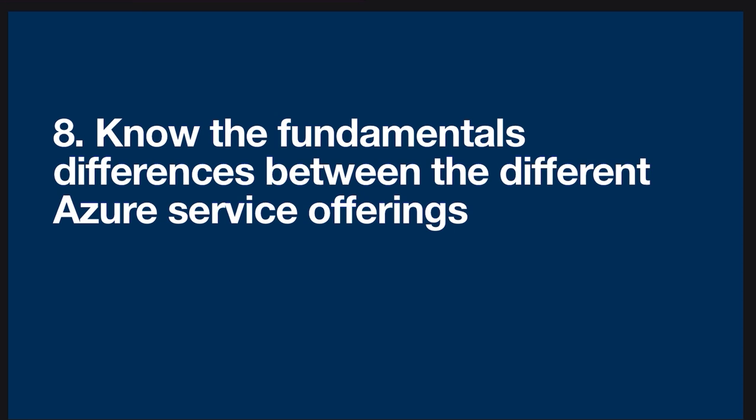And number 8, this is about understanding the fundamental differences between the different Azure service offerings. When we look at Azure, it has many, many services, many bells and whistles, so to speak. There are different types of services relating to different things. So, for example, we have different storage offerings. We have table storage, queue storage, file storage, blob storage.